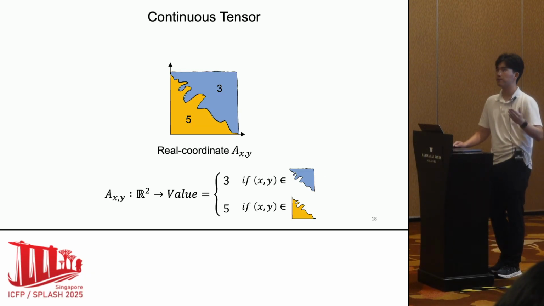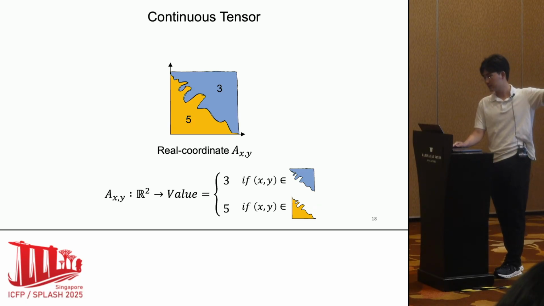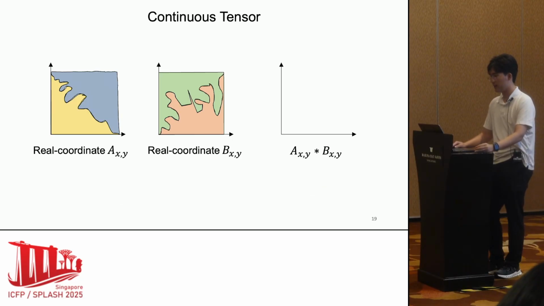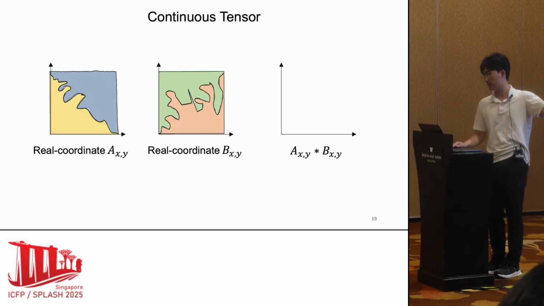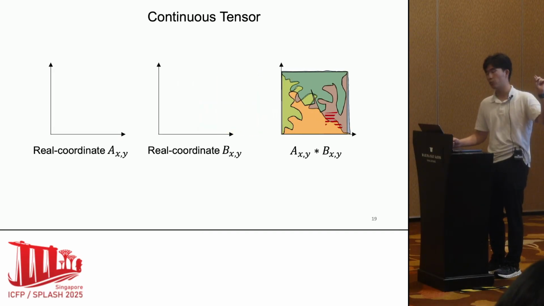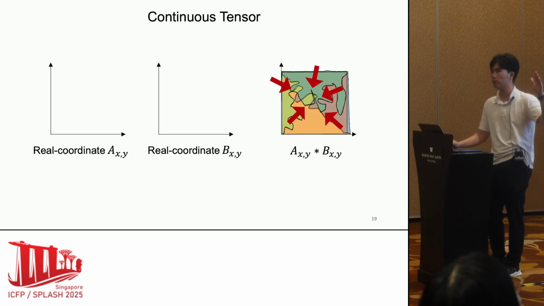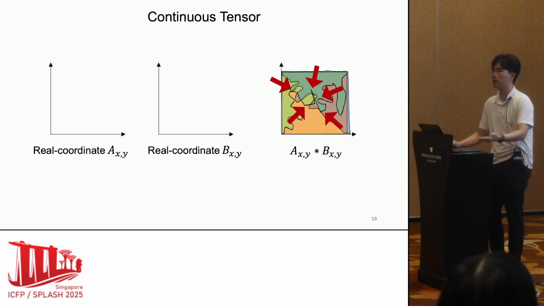Of course, if we go all the way to full generality, things can be really messy. You could have tensors like this, divided by really irregular and complex boundaries. And when we try to multiply these two tensors, we have to find where those boundaries actually intersect. This can lead to root-finding problems and handling all sorts of numerical edge cases, not something we want to wrestle with.